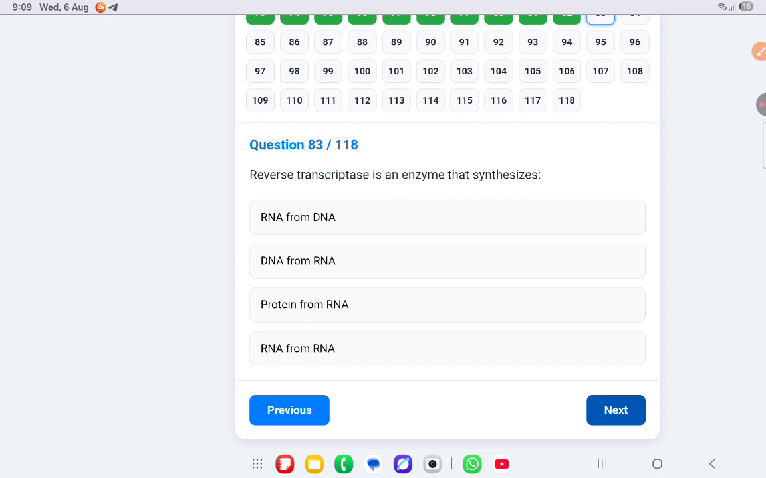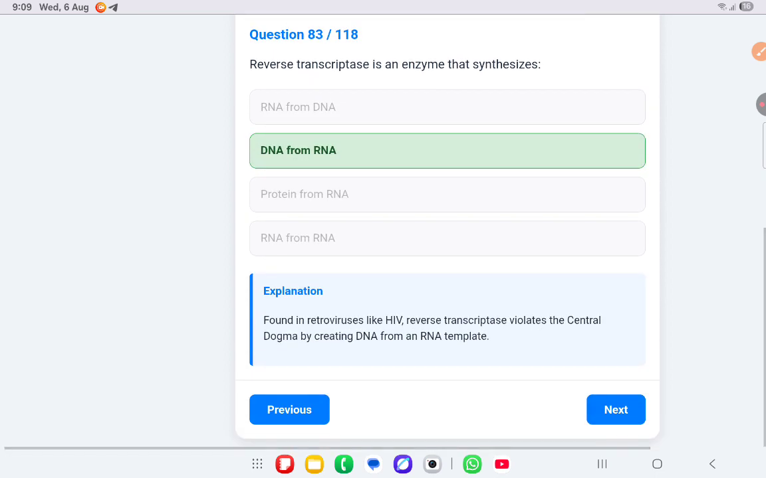Next, reverse transcriptase is an enzyme that synthesizes DNA from RNA. That means it is found in retroviruses like HIV. Reverse transcriptase violates the central dogma by creating DNA from an RNA template.